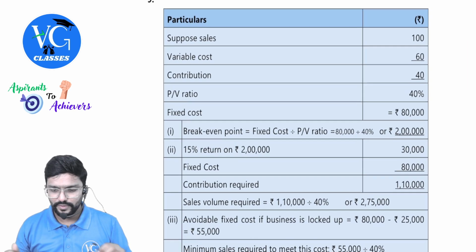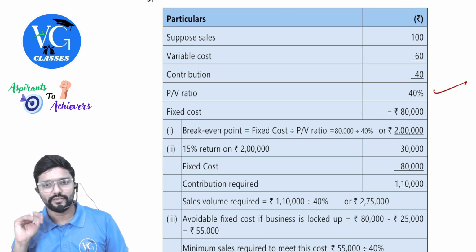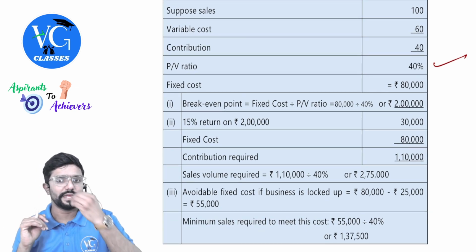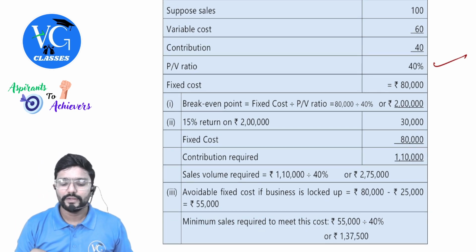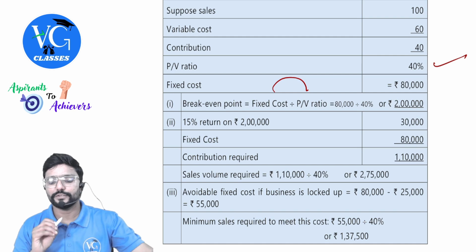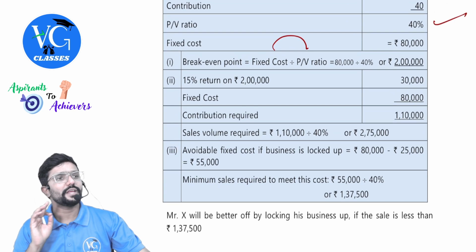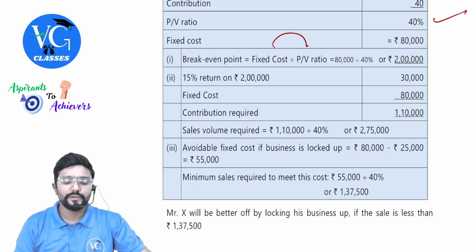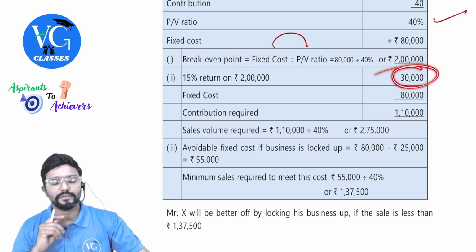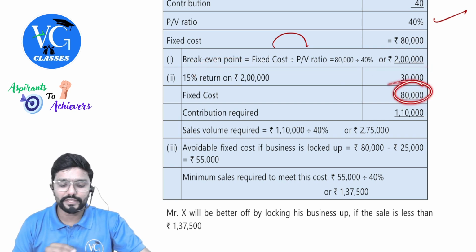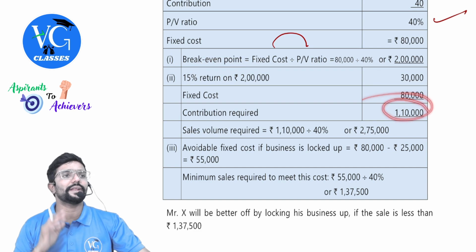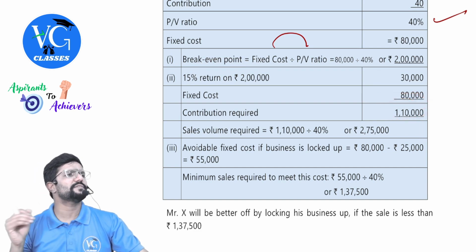PV ratio is 40%, guys, straightforward. Fixed cost is 80,000. So what is the break-even point? Fixed cost divided by PV ratio, which gives us 2 lakh. Next, for the second, the required sales formula you have to apply. First, calculate profit: 15% on 2 lakh, 30,000. Fixed cost is 80,000. So what is the total contribution required? 1 lakh 10,000.